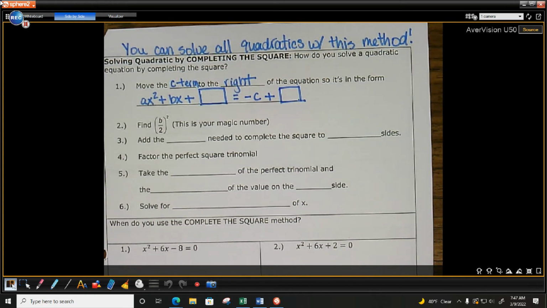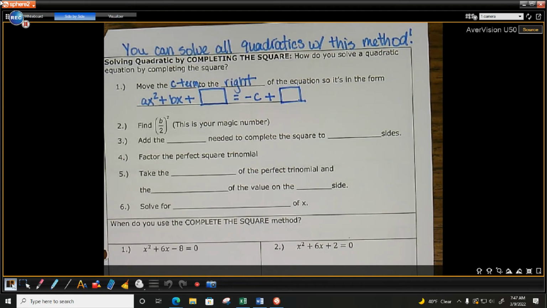So I moved my positive c from the left to the right, so I'm subtracting c. Move your constant to the opposite side. Okay, then we're going to find b over 2 squared. We call this your magic number.